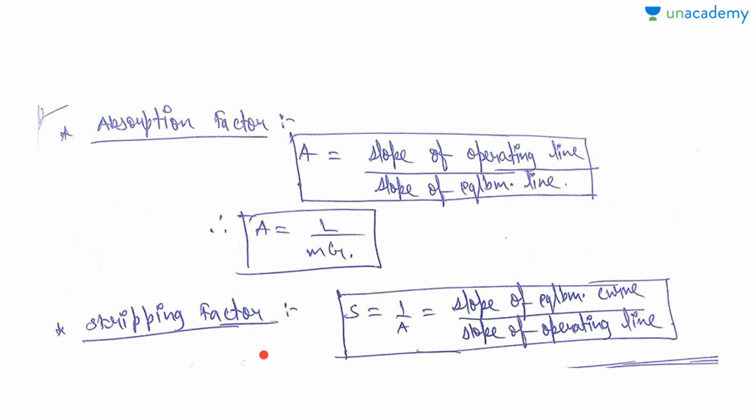The stripping factor, denoted by capital S, is equal to 1 by capital A. Since it is the reciprocal, it becomes the slope of the equilibrium curve upon the slope of the operating line. So capital S will be equal to mG upon L. Always remember that A is equal to L by mG, the stripping factor is equal to 1 by A, and capital A is equal to the slope of the operating line upon the slope of the equilibrium line.